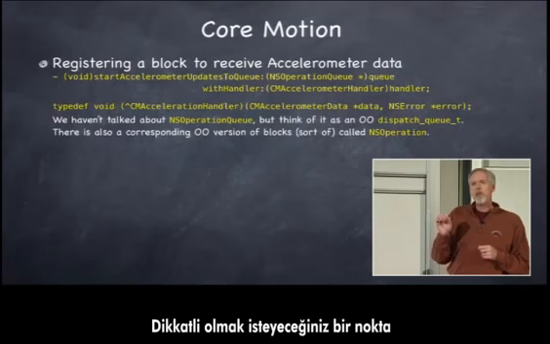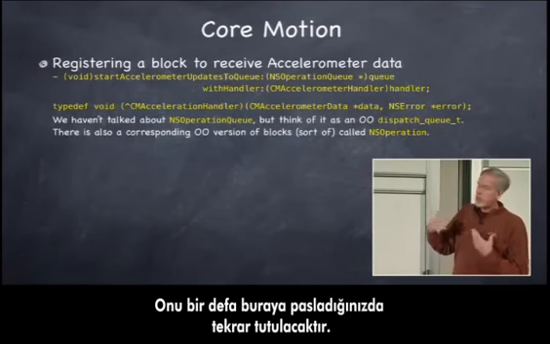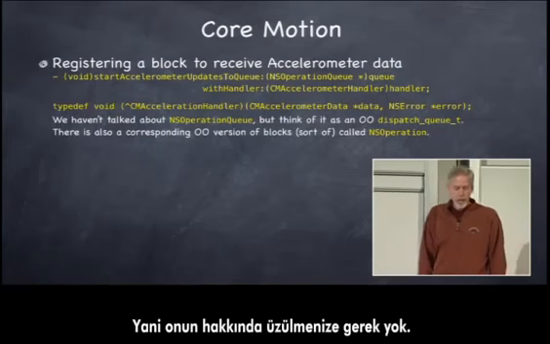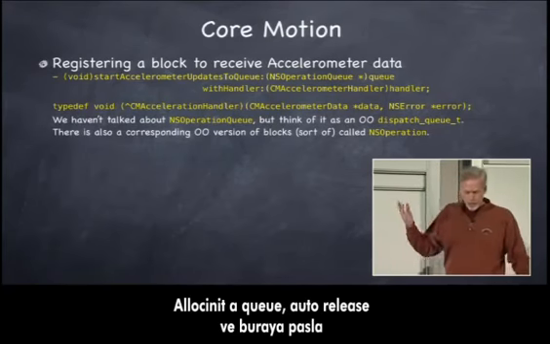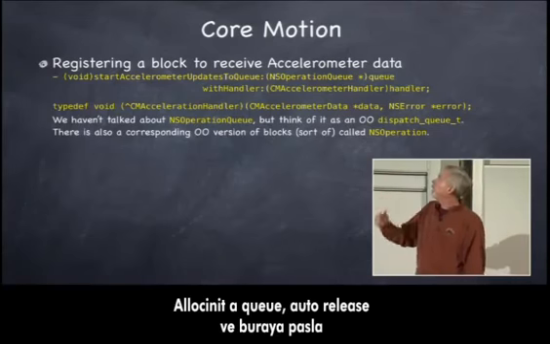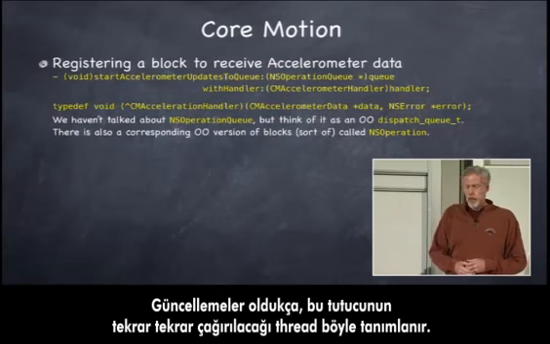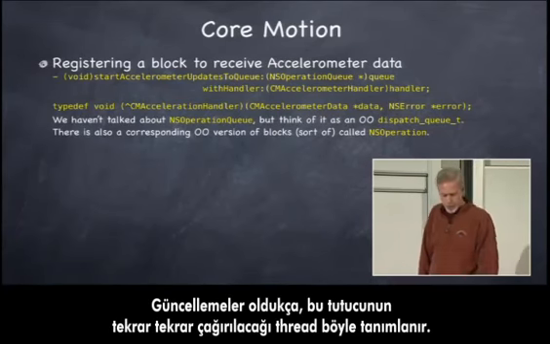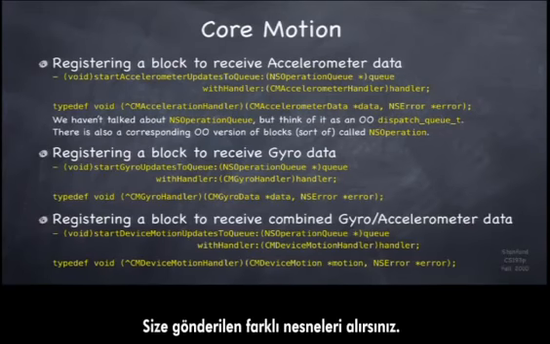One thing you want to be careful to do is auto-release that queue. Once you pass it off to here, it'll get retained, so you don't have to worry about that. But that's what you're going to do most of the time: just alloc init a queue, auto-release it, pass it on here. And that just specifies the thread that this handler is going to be repeatedly called in as the updates happen. And same thing for gyro and device motion data. You just get the other objects sent to you instead, okay?